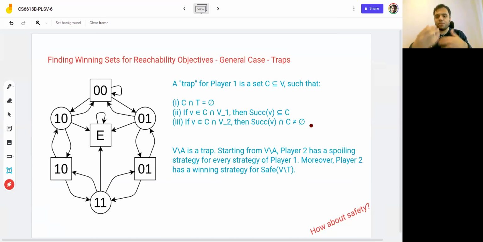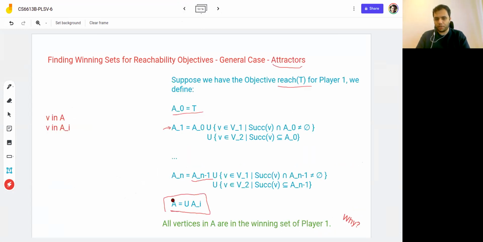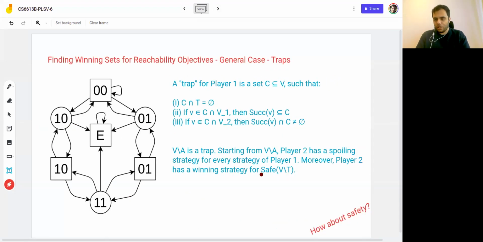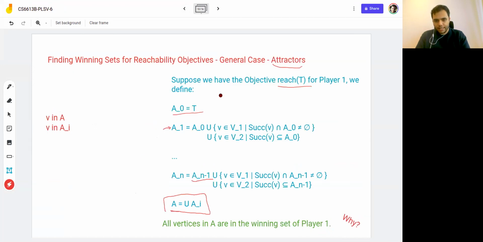Now, by just doing a simple definition chasing, you can see that V minus A is a trap. So what this means is that not only does player one not have a winning strategy outside of A, but actually player two has a winning strategy for the dual objective, which is the safety. So this process gives us an exact definition of which states player one can win from for the reachability objective.